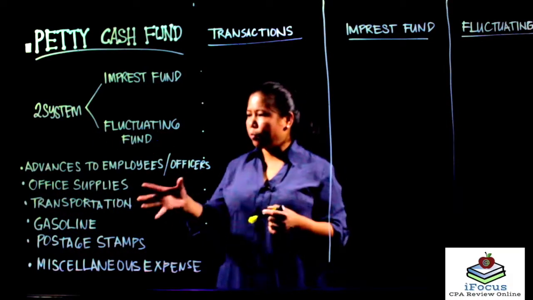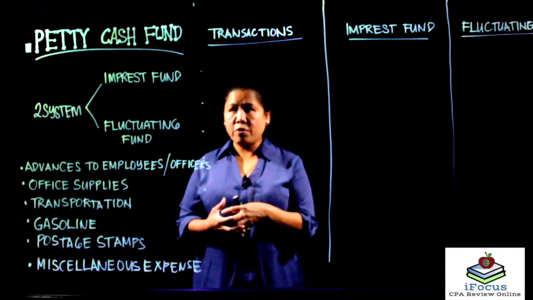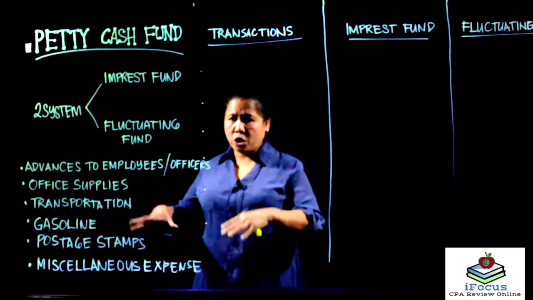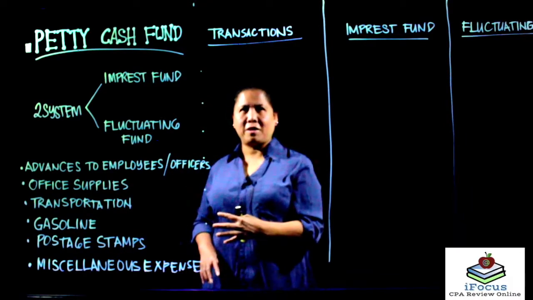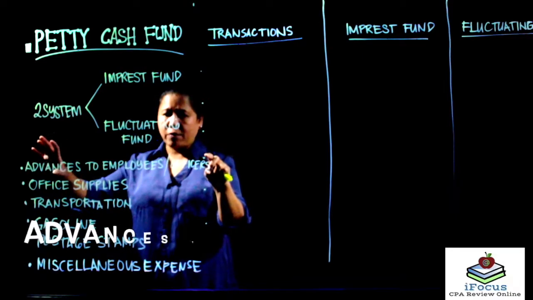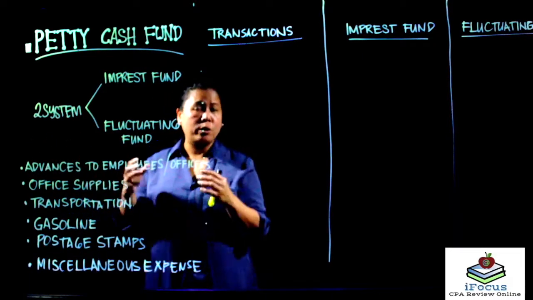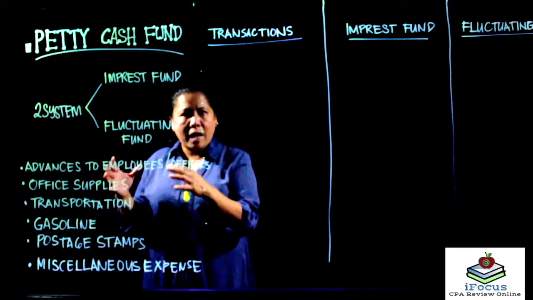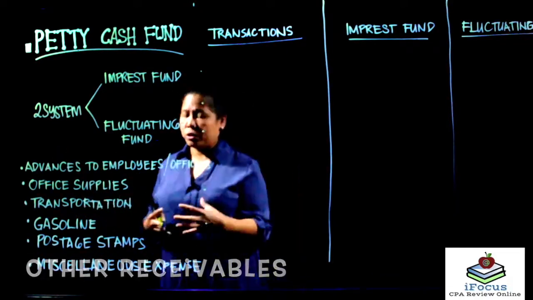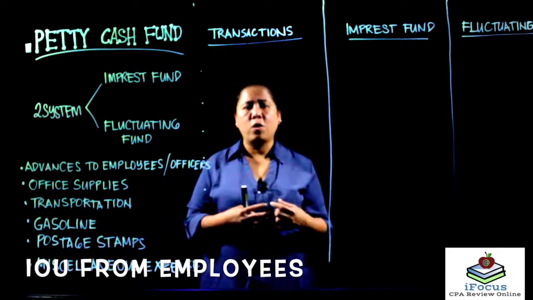These are the examples of our expenses where we take the money from our petty cash fund. These are examples of expenses except for one. This first item right here is advances to employees or officers. This is not an expense on the part of the company. This is classified as other receivables. This is also called IOUs from employees or officers.